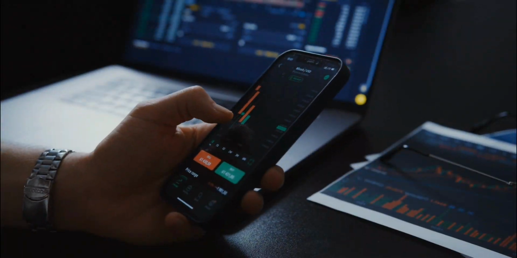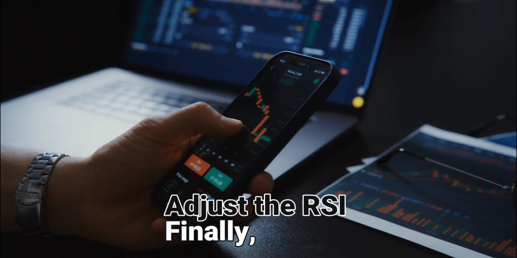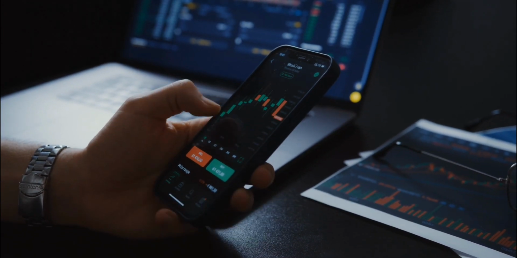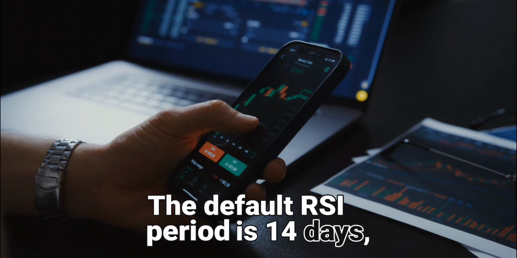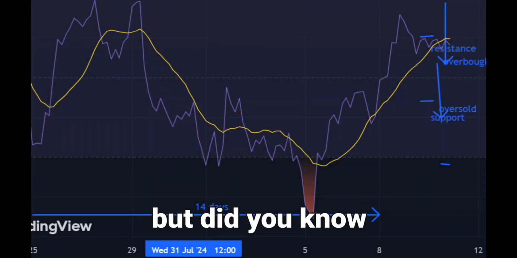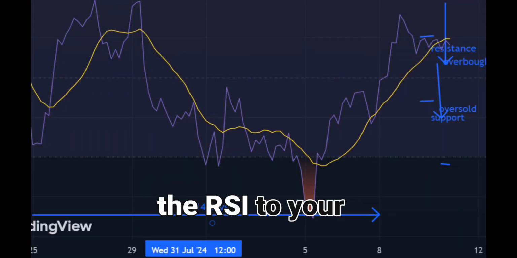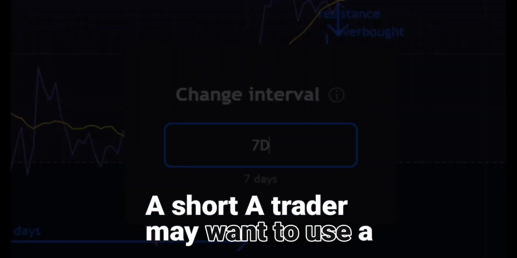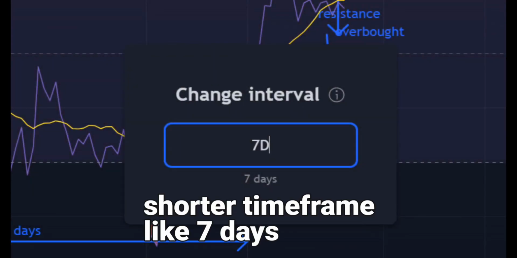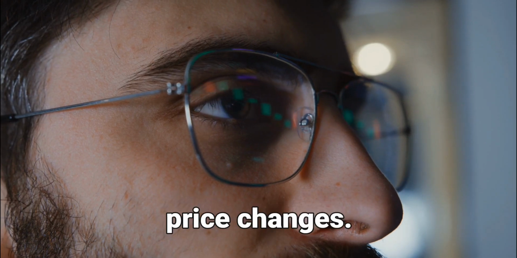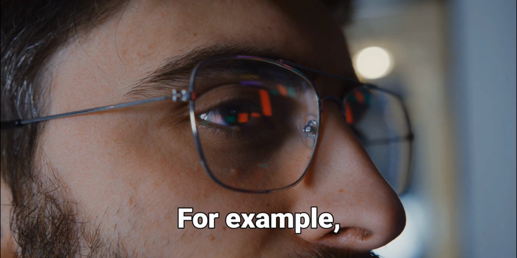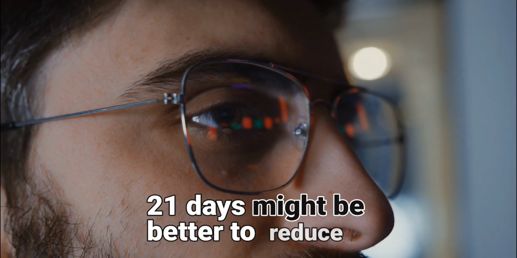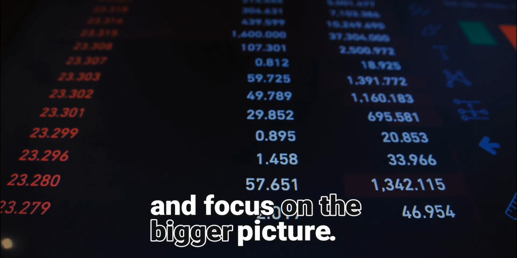Part 7. Adjust the RSI. Finally, let's talk about the adjustment. The default RSI period is 14 days, but did you know that changing this setting can adjust the RSI to your specific trading style? A trader may want to use a shorter time frame like 7 days for the RSI to react to recent price changes. On the other hand, 21 days might be better to reduce the noise and focus on the bigger picture.